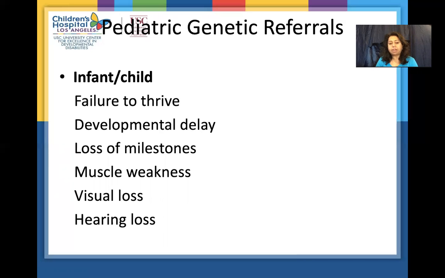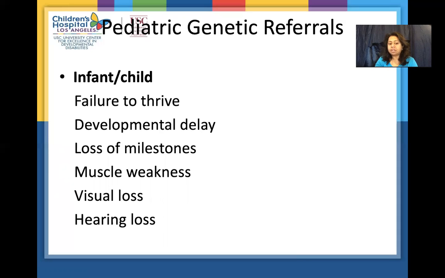So keep this in mind whenever you're seeing an individual who is manifesting developmental delay. Failure to thrive is a poor clinical descriptive term, but really indicates that a person is not growing as we would expect, or they might be losing milestones that they previously had acquired and established well.